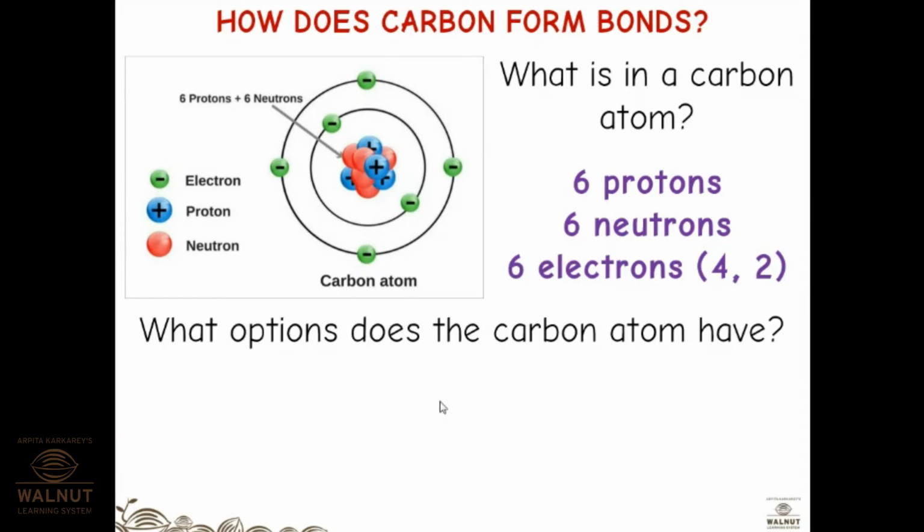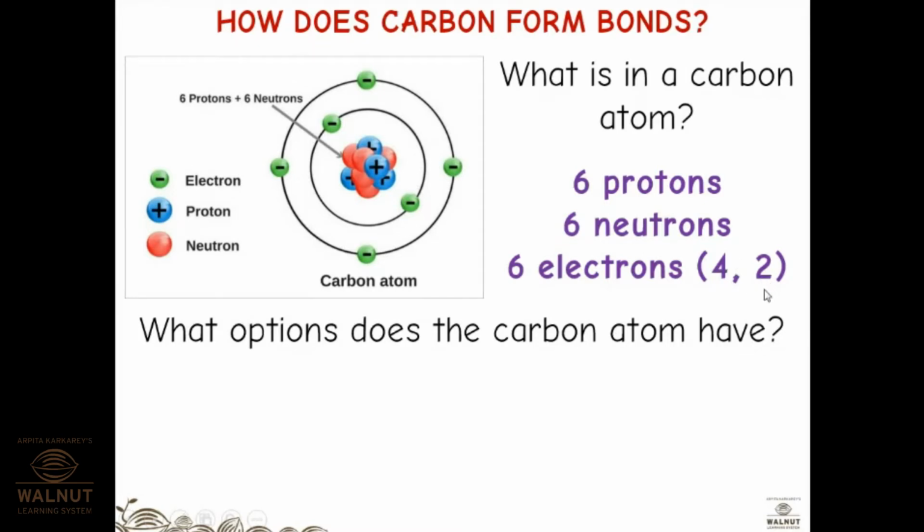Now, what options does the carbon atom have? You know the electronic configuration of carbon, right? It is 2, 4. Whatever is written on the slide is wrong. It should be 2, 4, because in the innermost shell the maximum capacity is 2 electrons, if you apply the formula 2n square, which you have learnt in your 9th standard. So it is 2, 4.